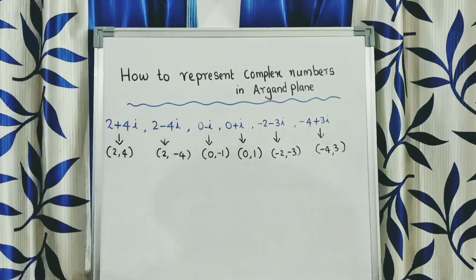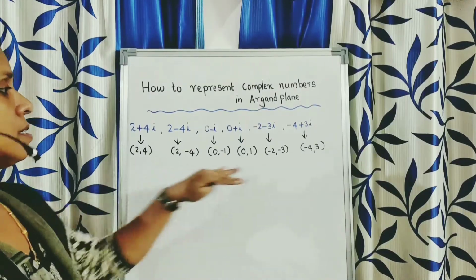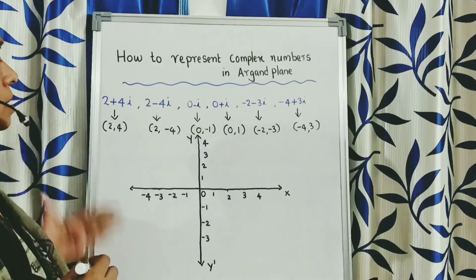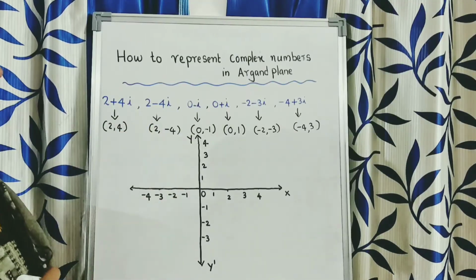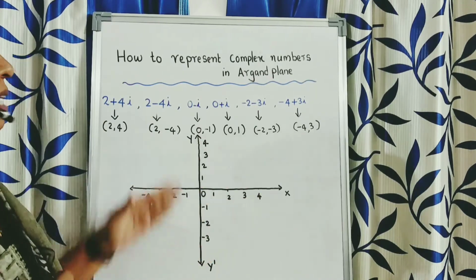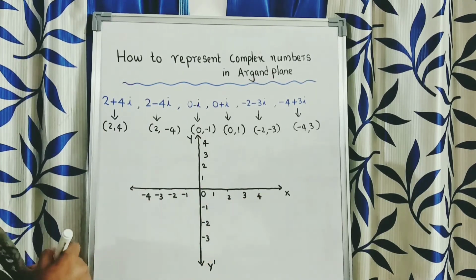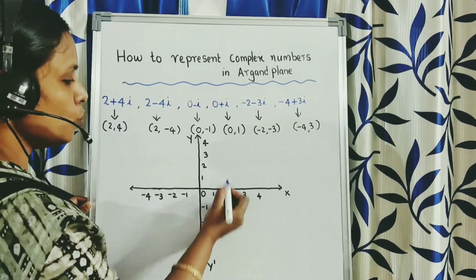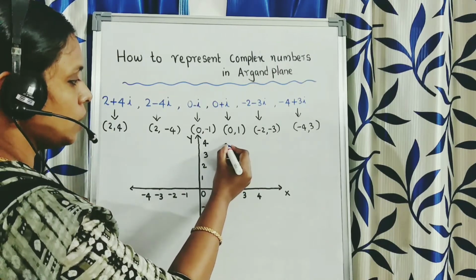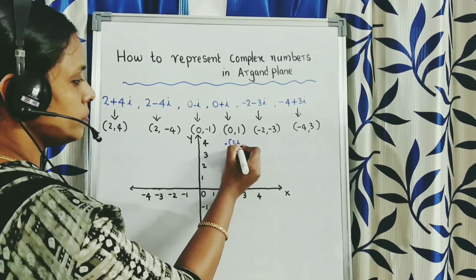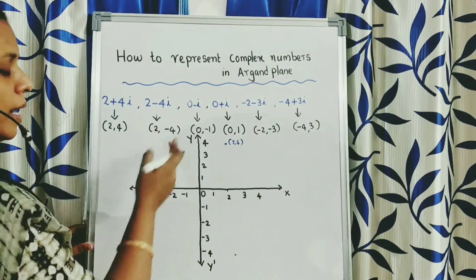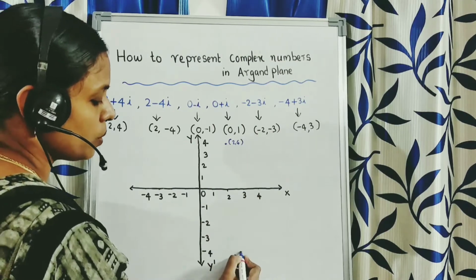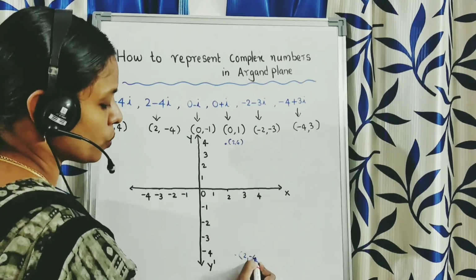We have to plot these ordered pairs in the xy plane. Here the x-axis is the real axis and the y-axis is the imaginary axis. First one is 2, 4. Here x is 2, y is 4, and the point is here. Next we represent 2, minus 4. Here x is 2 and y is minus 4, and we can represent it here.